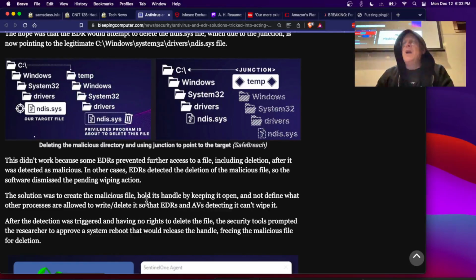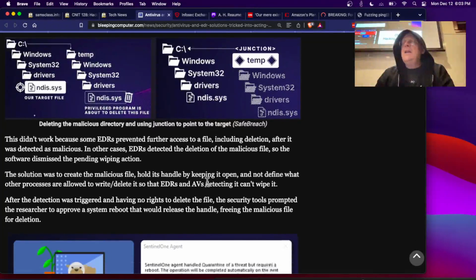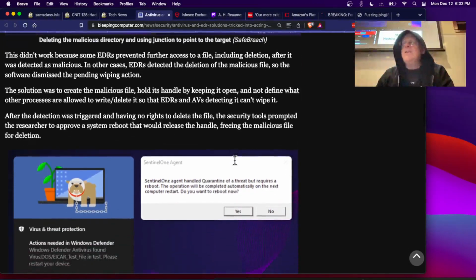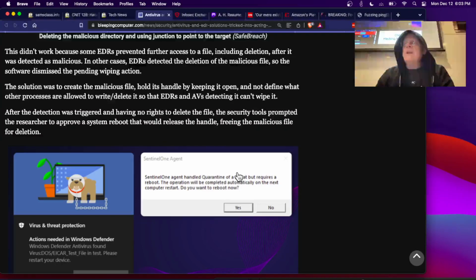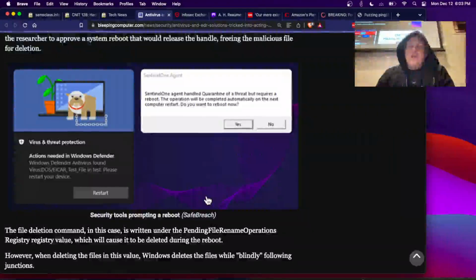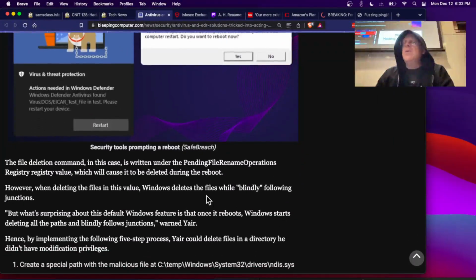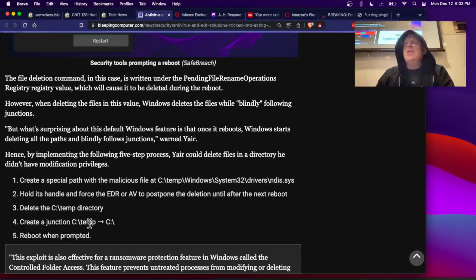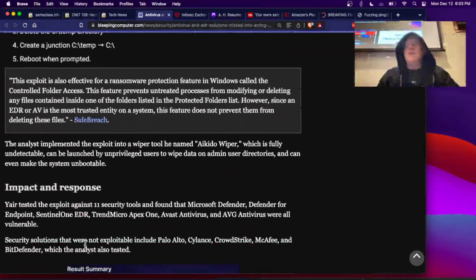But the problem is, if he creates the file and holds a handle by keeping it open so that it's already busy and the EDR solution cannot delete it, then it pops up a statement saying we have to delete something, we can't until after the next reboot. And of course, that's how it handles a file that's locked. But the problem is, on the reboot, it will lose the memory of where that file was. And now by creating a junction and rebooting, it will then delete that file. So you can now delete files through the EDR.